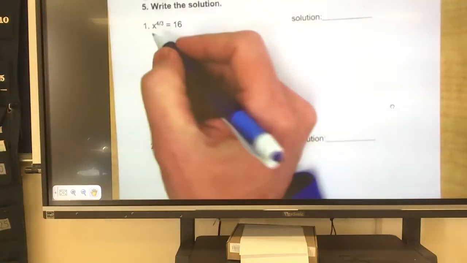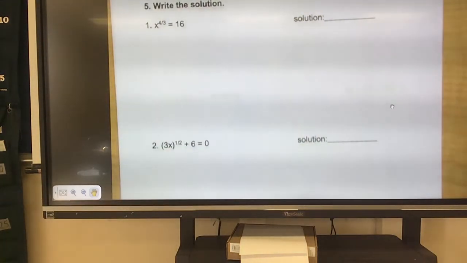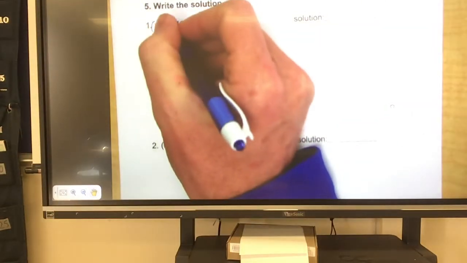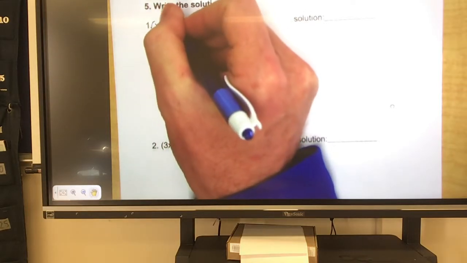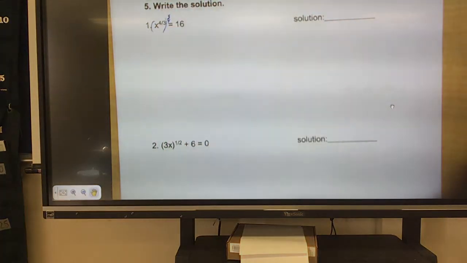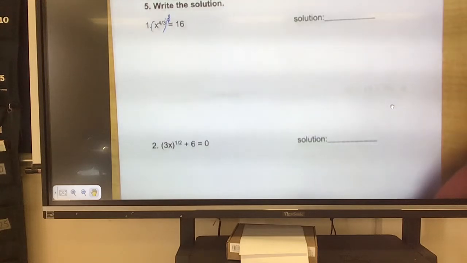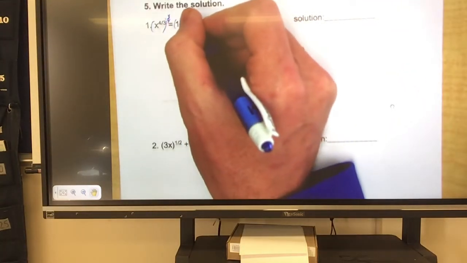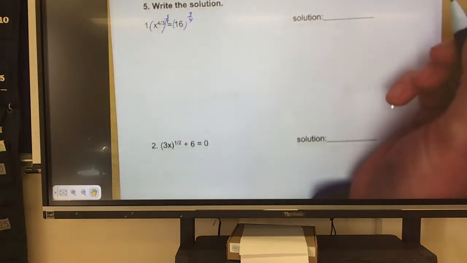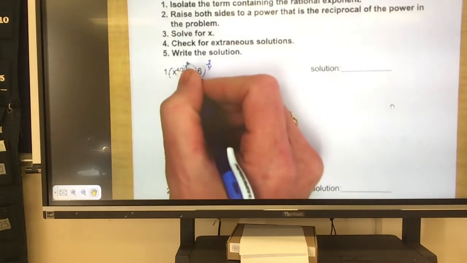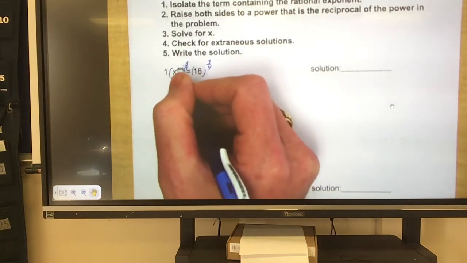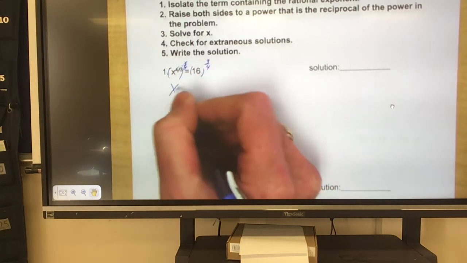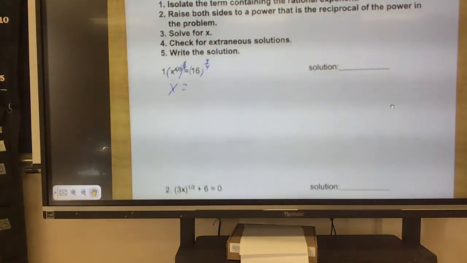So if it's raised to the 4/3 power, in order to get rid of that, I would take the whole thing and raise it to the 3/4 power. Just like with anything in math, whatever you do to one side of the equal sign, you've got to do to the other. So I would have to take 16 and raise it to the 3/4 power as well. Now, these guys would cross out, and that would leave me x equals whatever 16 to the 3/4 power is.